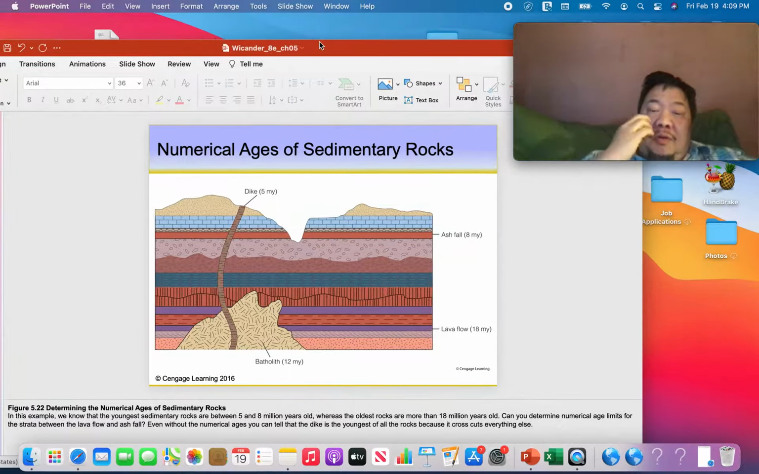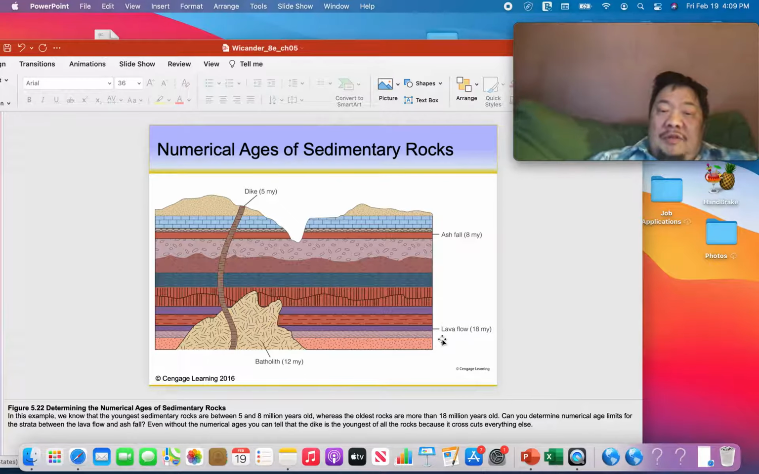Now we're going to talk about numerical ages of sedimentary rocks. And ladies and gentlemen, take a good close look here and see if we can figure out how old the rocks are in this diagram, using our knowledge of relative dating and geology. Here you can see different sedimentary rocks and igneous rocks. Here, let's look at this data here.